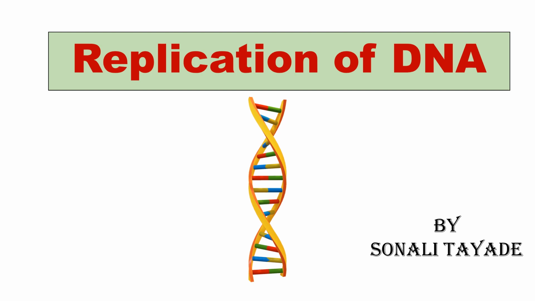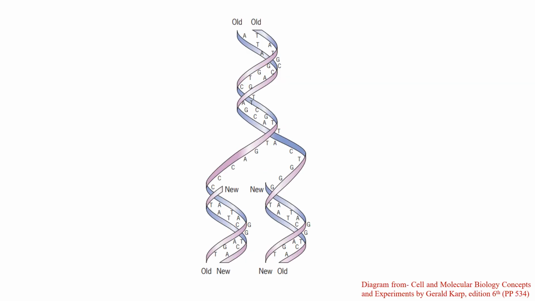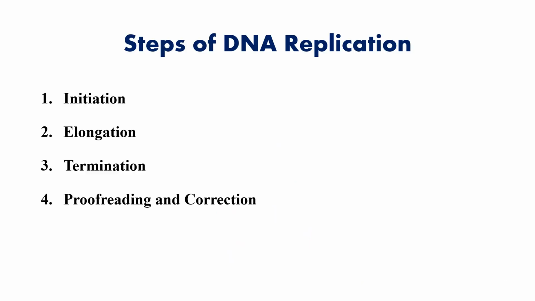In this lecture, I am going to discuss the replication of DNA. Replication of DNA is the synthesis of a new DNA strand by using the parental strand. As in this diagram, you can see that this is the old DNA strand. First, it gets unwound, and after that, on that strand, a new DNA strand is synthesized. So, these are the various steps of DNA replication.